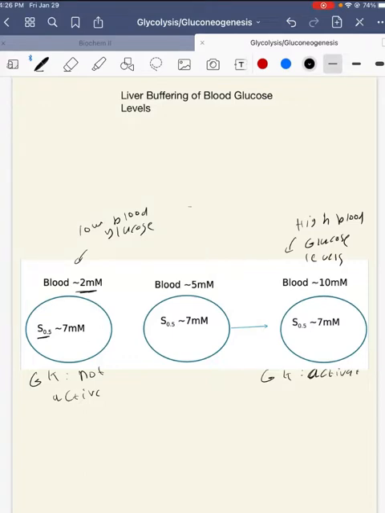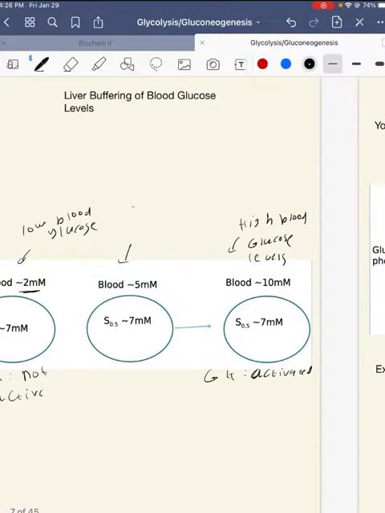That way, the liver is able to lower the blood glucose levels. So that's one reason why the liver uses glucokinase instead of the hexokinase enzymes. And if it's in the middle, it runs intermediately. It's not too active and it's not inhibited.